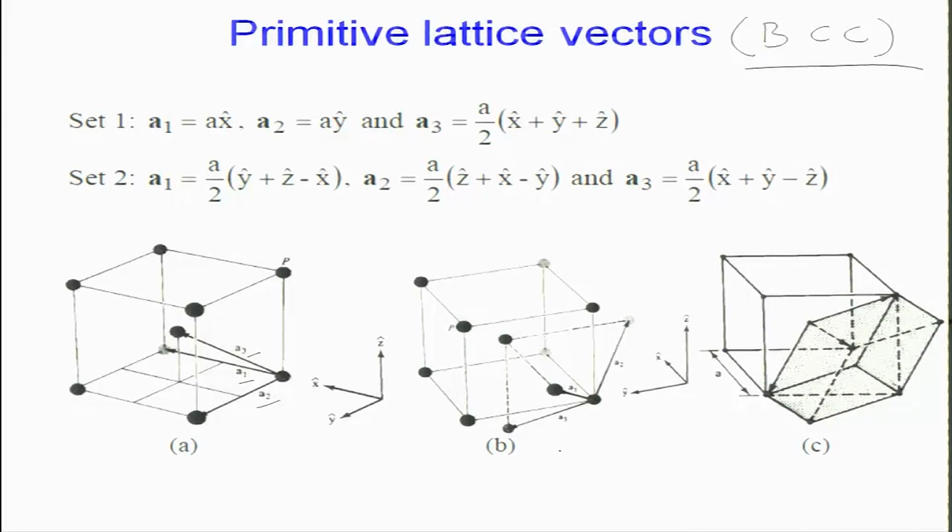So let me just change the color of this particular thing. So this is A1 here. A1 is a/2 times (y hat plus z hat minus x hat). This is A1, and you can see that this is a BCC unit cell. So we are taking the atoms which are down there. This is the one in the center, this is on the right side, this is the atom below, and this is the atom which is somewhere on the downside.